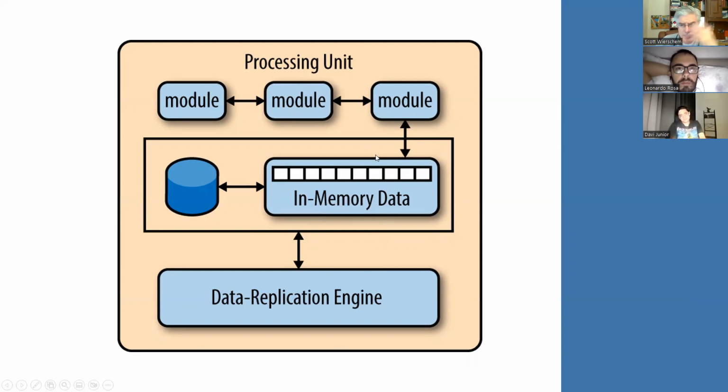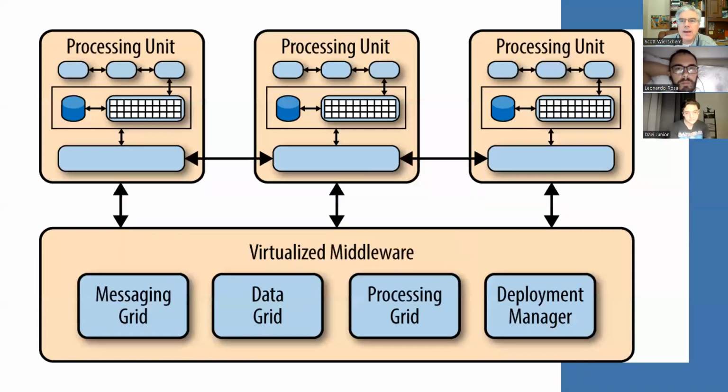This is a typical processing unit architecture. It's got your application modules, your in-memory data grid, and your asynchronous persistence store for any failover, and your data replication engine. It's going to be communicating with the other processing units to make sure that all the data stays in sync.